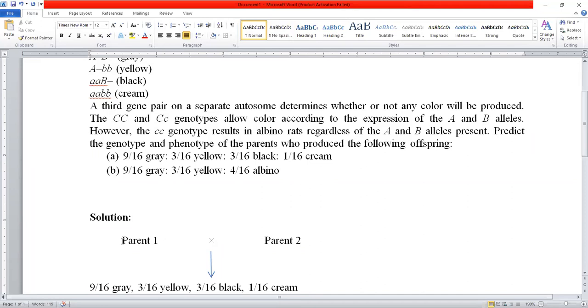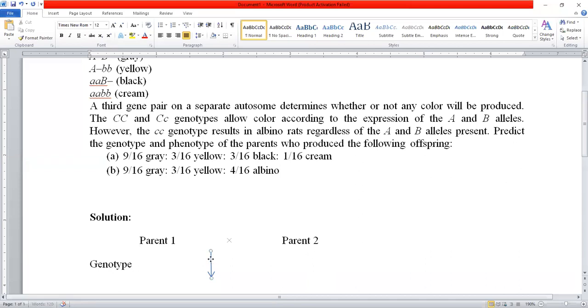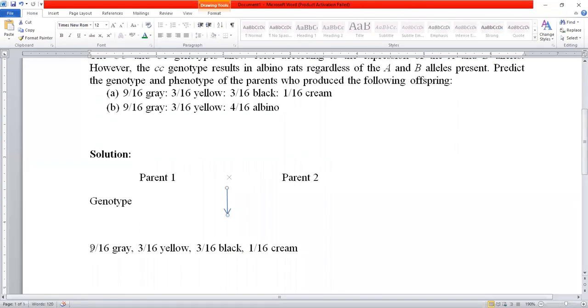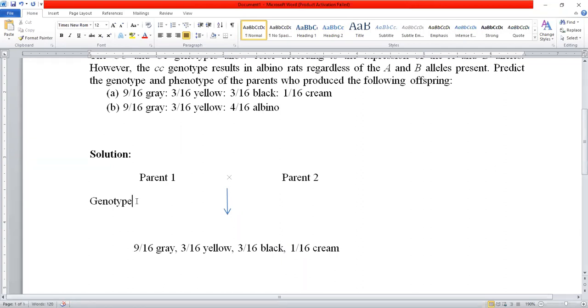So we can write here. One thing we have determined, the genotype with regard to the C gene: both the parents have homozygous dominant condition, capital C, capital C.